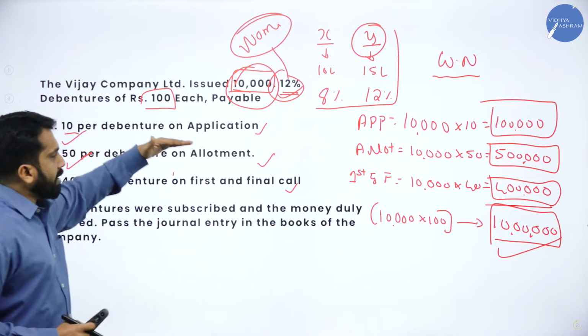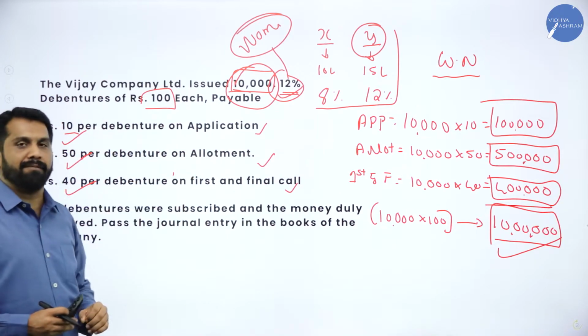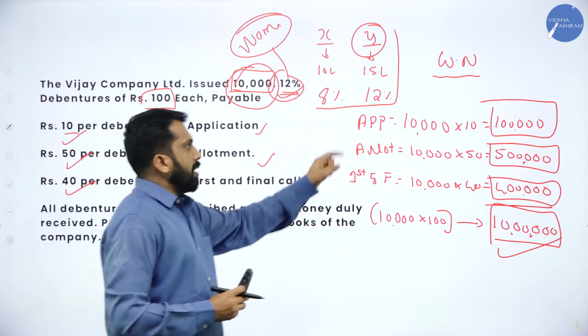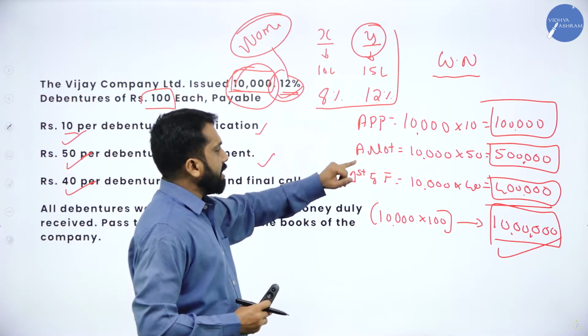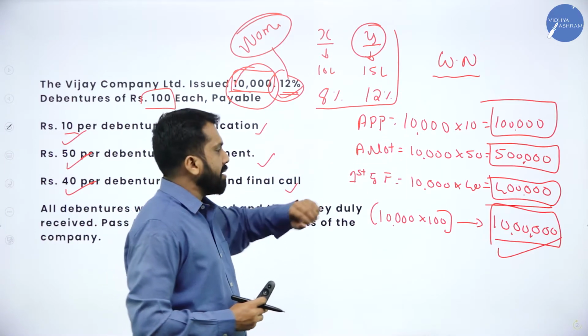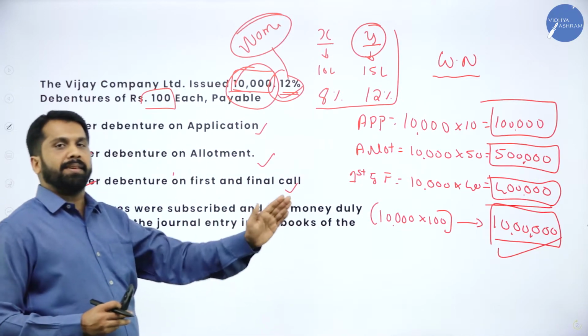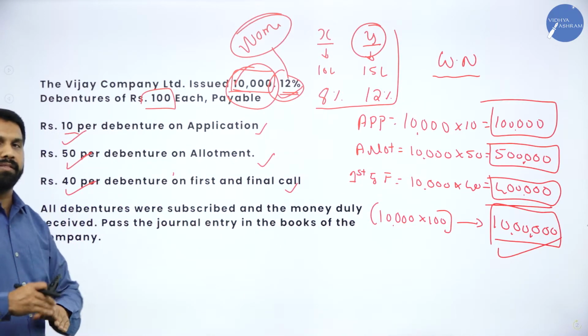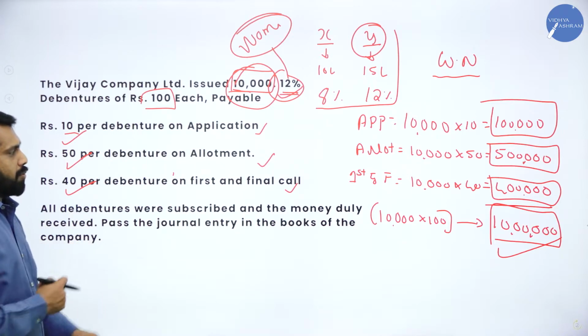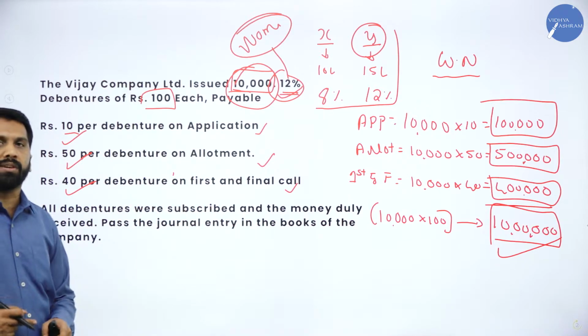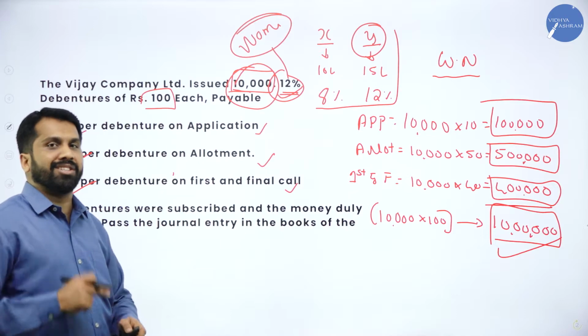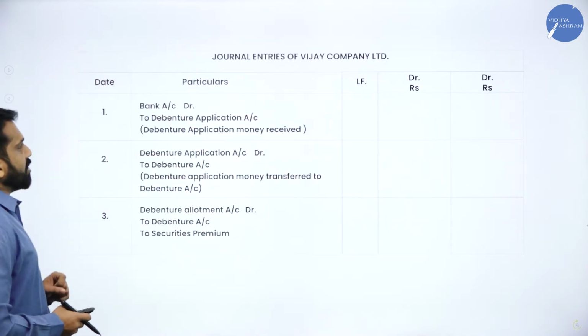Take one by one. Application, allotment, first and final call. Now, application, multiply and write. Allotment, multiply, write. First and final call, multiply and write. Same calculation for everything. Now, once you're done with the working note, then you have to go for what? Journal entries.